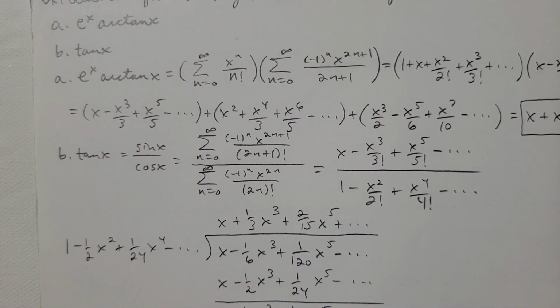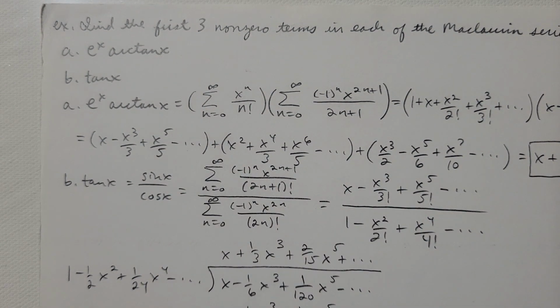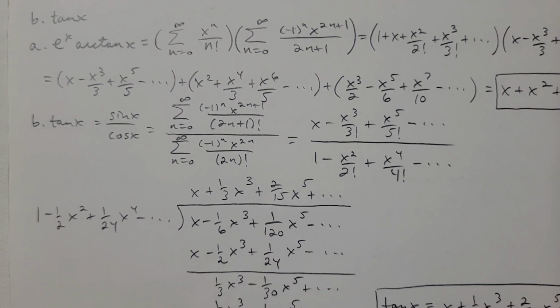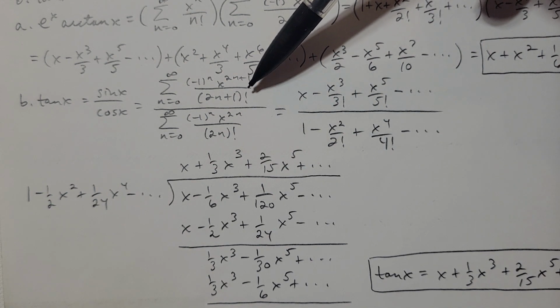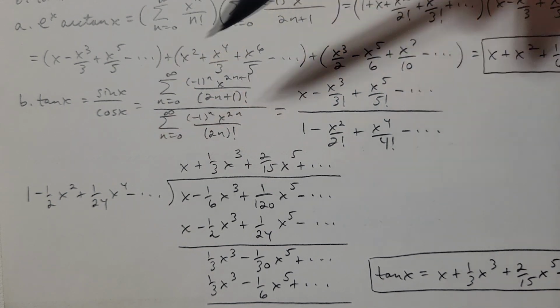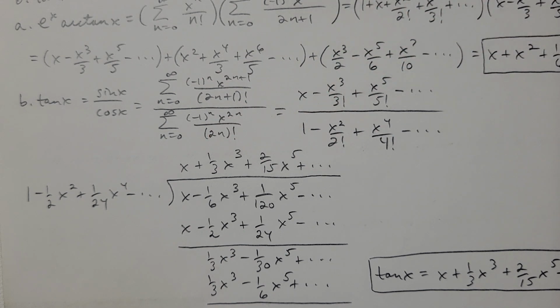Now in part B, I want to first find the first three non-zero terms of tangent x. Well, tangent x is the same as sine x over cosine of x, and I know the Maclaurin series for both of those. So sine x is the summation as n equals 0 to infinity of negative 1 to the n times x to the 2n plus 1 divided by 2n plus 1 factorial. And then cosine of x is the summation as n equals 0 to infinity of negative 1 to the n times x to the 2n divided by 2n factorial.